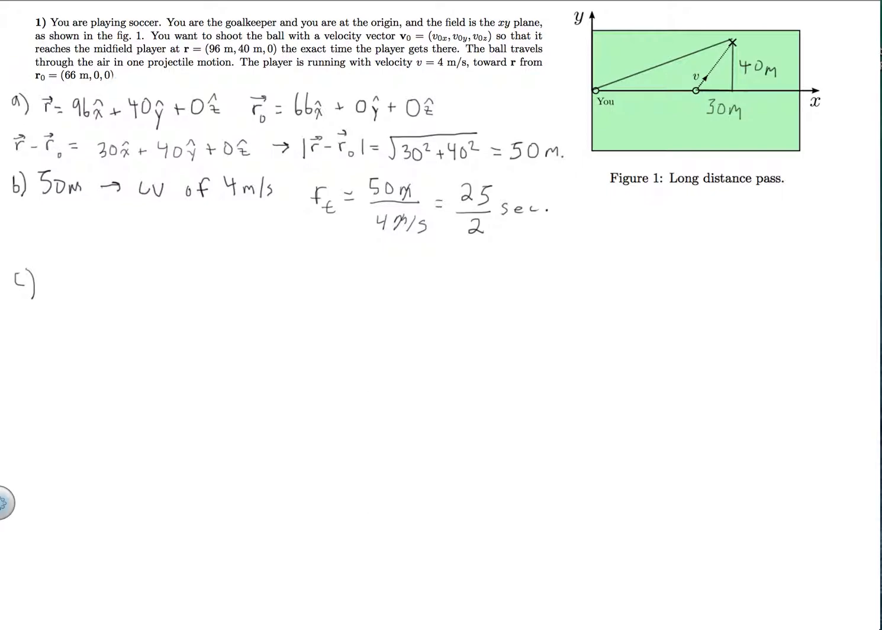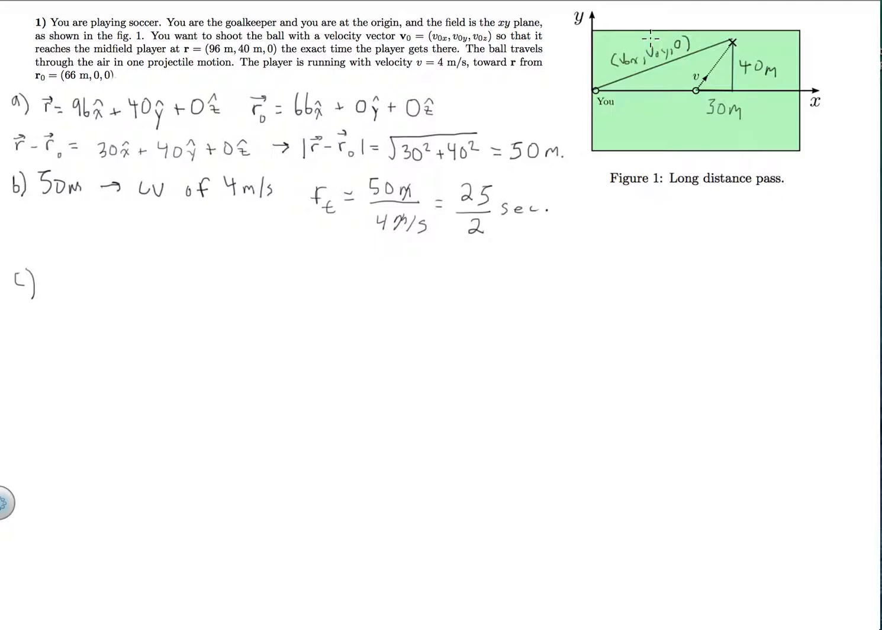Okay, and we can actually just label that. We can label that V0 x, V0 y, and then 0 for the z component. Okay, cool. So now for C, the second part is asking what is V0 y divided by V0 x, and it also wants us to describe the ball's motion on the x plane, ignoring the z direction.